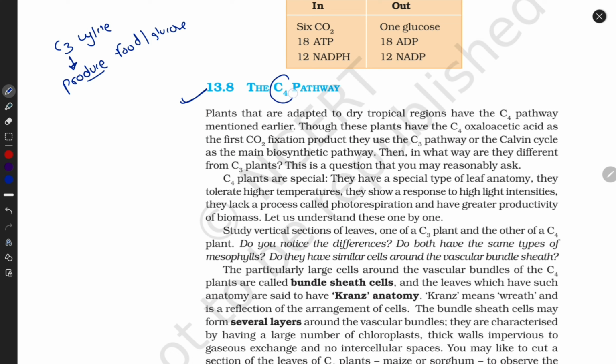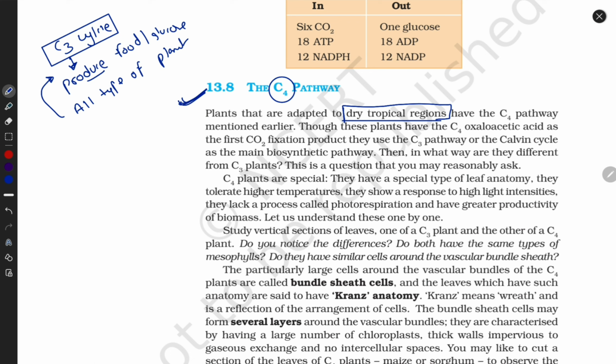This pathway is adapted by plants of dry tropical regions. Dry tropical region plants adapt the C4 pathway. Guys, I am giving you a statement: all types of plants do the C3 cycle. Now let's start with the C4 cycle.